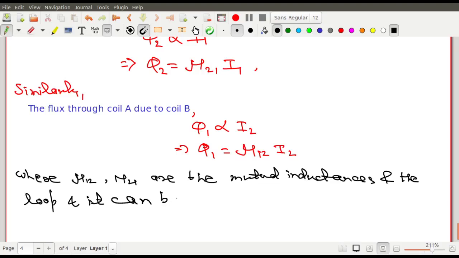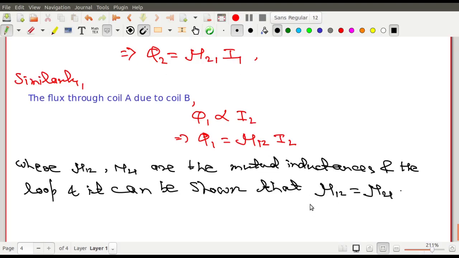It is a very important question for your exam. And it can be shown that M12 is equal to M21. It can be shown that M12 equals M21, right? It means the mutual inductance of 2 due to 1 and the mutual inductance of 1 due to 2 are equal. Okay, what about the induced EMFs?